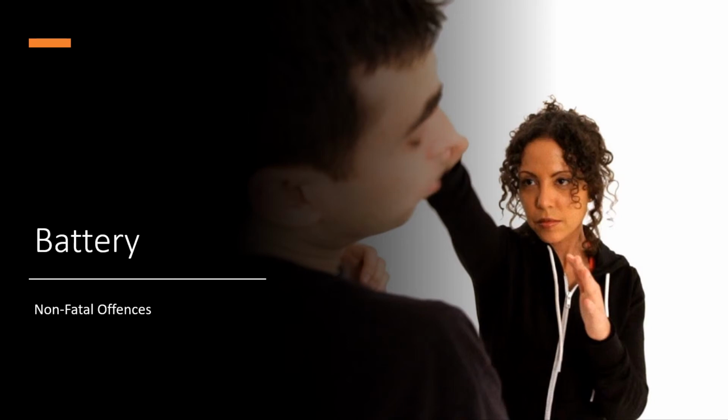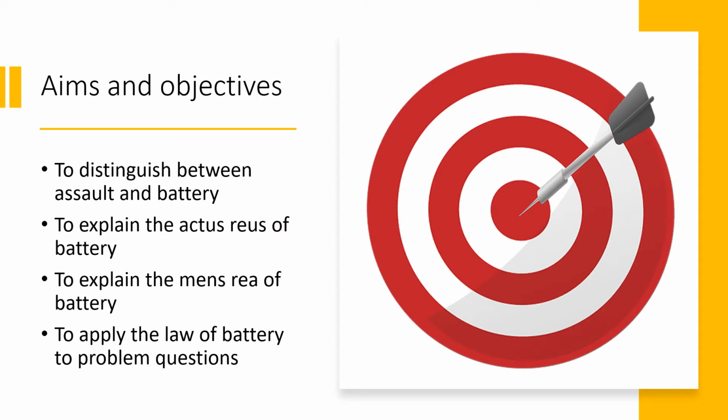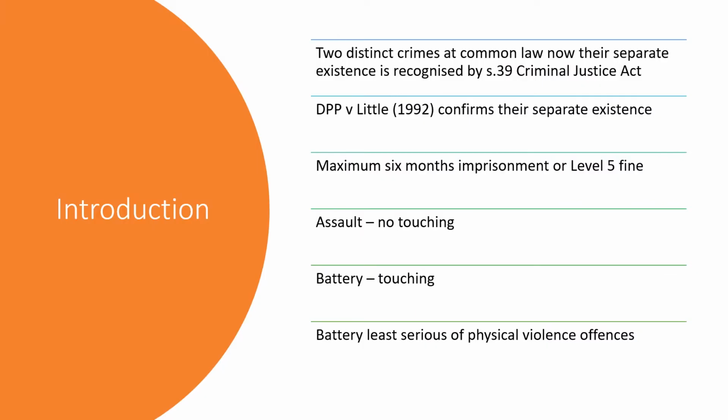So again, a video on non-fatal offences, another type of non-fatal offence, and indeed a building block to some of those offences as well. Our aims, as ever, are to distinguish between assault and battery first, to explain the actus reus of battery and the mens rea of battery, and you should be able to apply the law of battery to problem questions, as we deal with in another video.